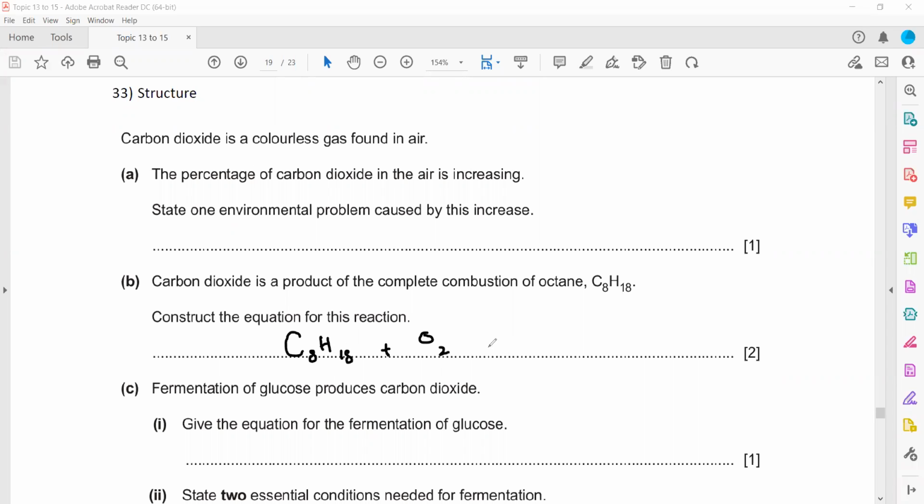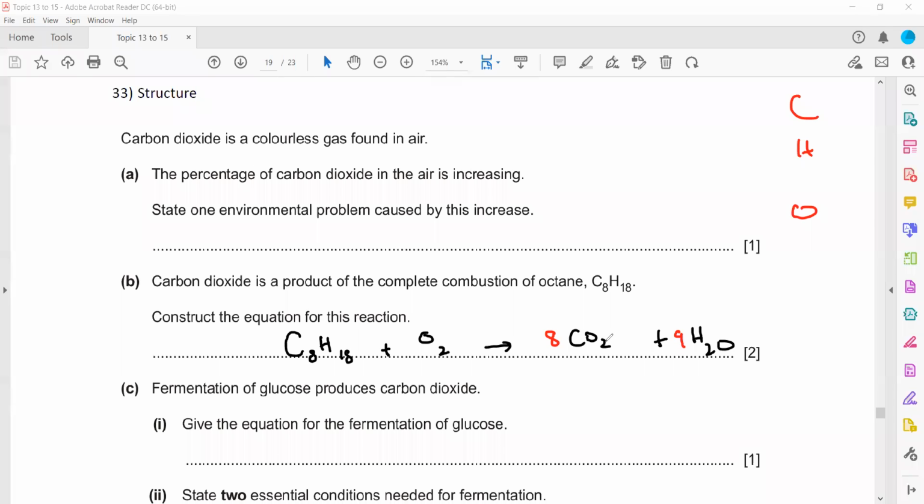It reacts with oxygen to give carbon dioxide, which is CO2, plus water, that is H2O. For a combustion equation, we start with carbon, followed by hydrogen, and at the last oxygen. So 8 carbon, we put 8, carbon is balanced. Hydrogen 18, so we put 9, it is balanced.